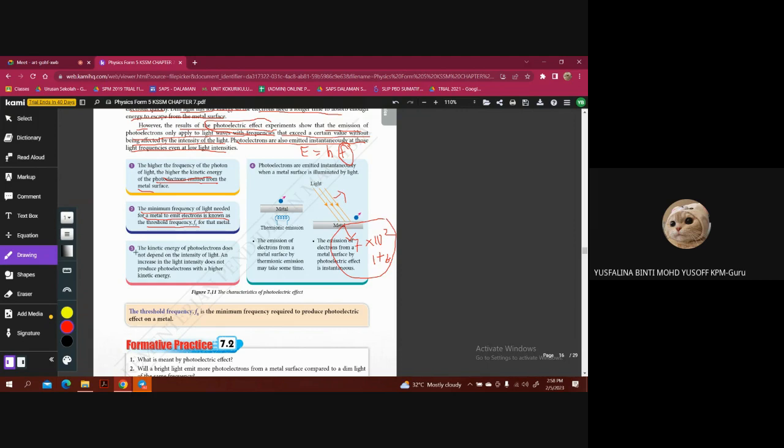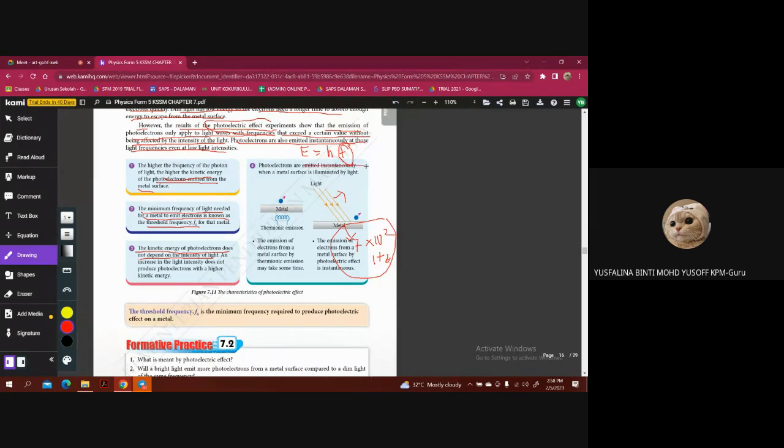Then the kinetic energy of the photoelectron does not depend on the intensity of light. This we already discussed. Whether you give a bright light to the metal, but the frequency is low, it will still not emit the photoelectrons. But if you give a dim light but high frequency to the metal, then the metal will gain enough energy, and then the electron can come out.